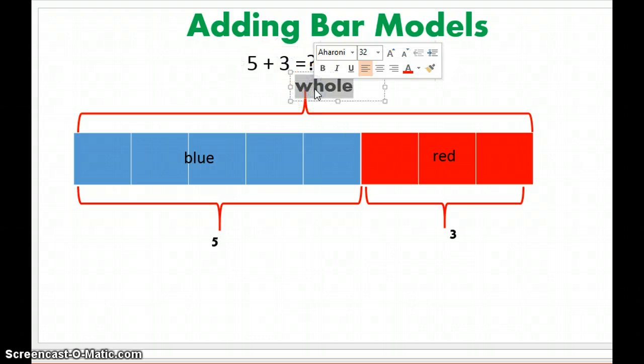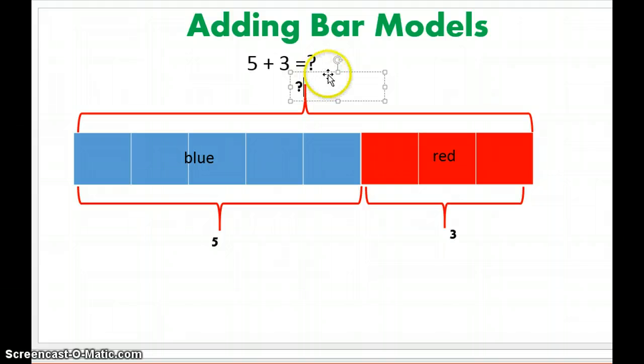This whole is my question mark. The reason this whole gets a question mark is because we don't know the answer yet. We haven't solved the problem. Right now we're just organizing our bar model. Now that I have organized my bar model, I have my brackets. These are brackets. I have my numbers. And I have my question mark, which is the answer that I'm looking for.